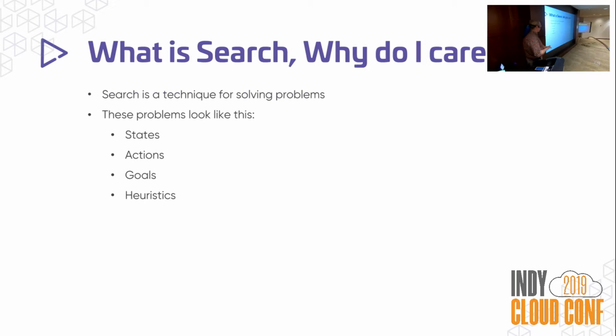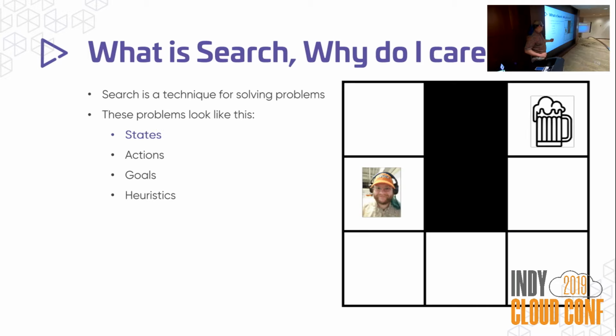So search, despite what you might believe as a result of search giants like Google, is actually a technique for solving problems rather than a thing for information retrieval, at least in the world that I'm from. So search problems look a certain way. Here's an example heuristic search problem. I am over here in this grid world, and I would like to get beer.